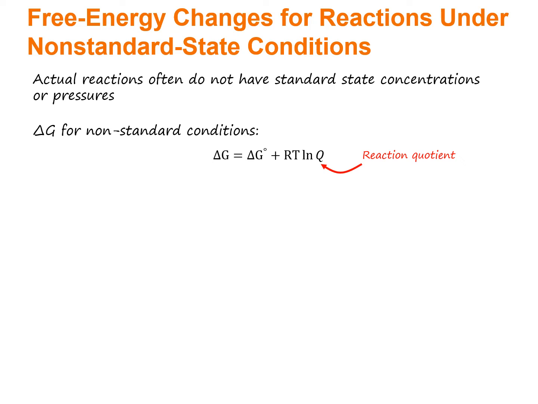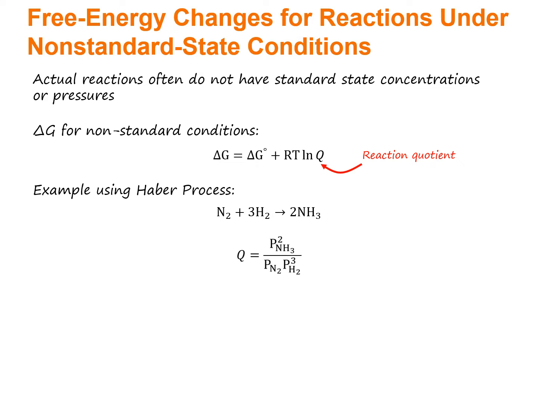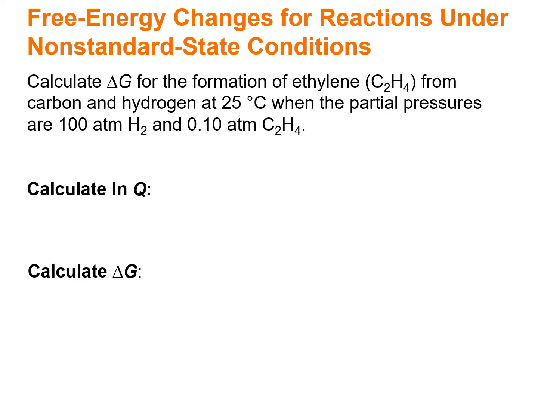So if we're doing something like the Haber process, then it would be important that we take into account the reaction quotient that we could write for that particular reaction, being the partial pressure of ammonia squared divided by the quantity of the partial pressure of nitrogen times the partial pressure of hydrogen cubed. And we would still have that delta G naught that we'd calculate from their standard states, but then we would have to put in the reaction quotient and multiply it by RT in order to figure out what the actual delta G is for that.